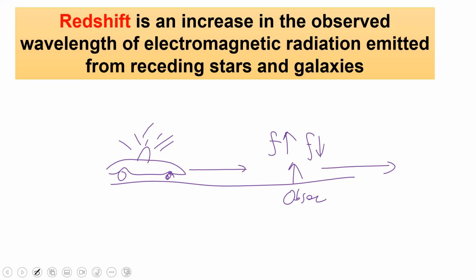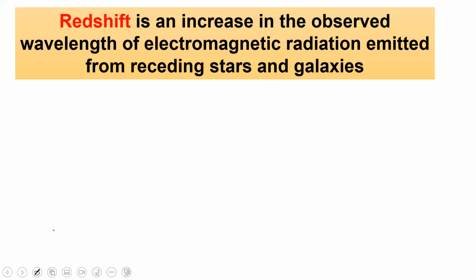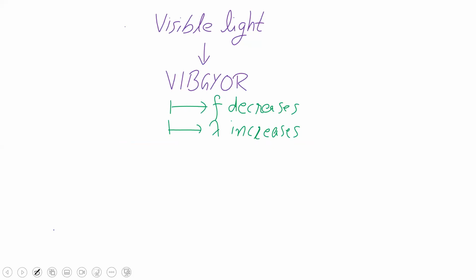If you have a chance, when you are standing somewhere and a train crosses you, you will feel that the frequency increases when the train approaches you. But when the train passes by you, the frequency apparently decreases. This is the concept of the Doppler effect. This phenomenon also occurs in our light vision. We have a vision of 7 colors. When you move from violet to red in electromagnetic waves, frequency decreases and wavelength increases.